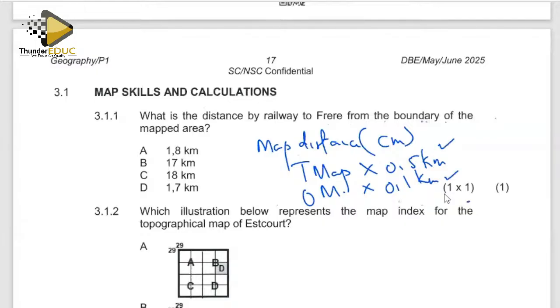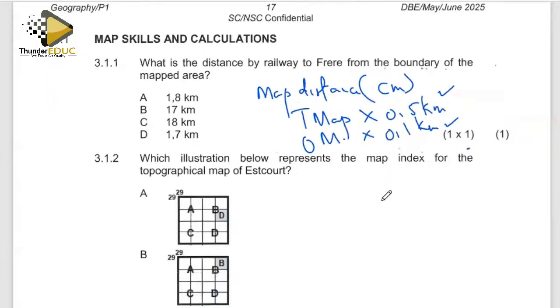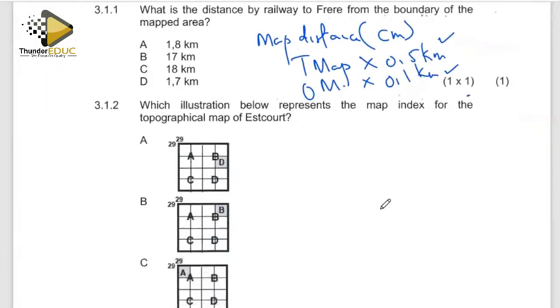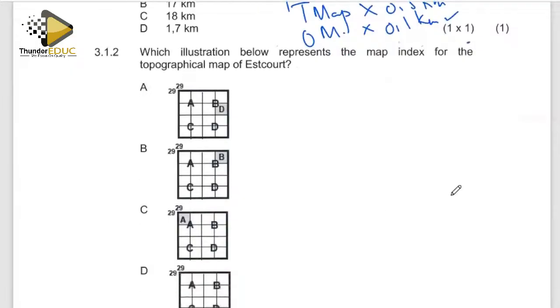Or you can also use the line scale of the map. For example, if you don't have a ruler, you can use a straight-edged paper. You check the distance on the map and then you transpose it to the line scale to check the distance on the actual ground. Right, the next question is saying, which illustration below represents the map index for the topographical map of Estcourt?